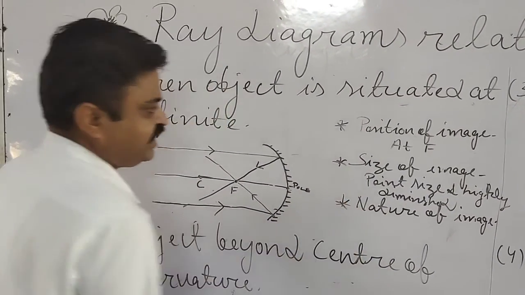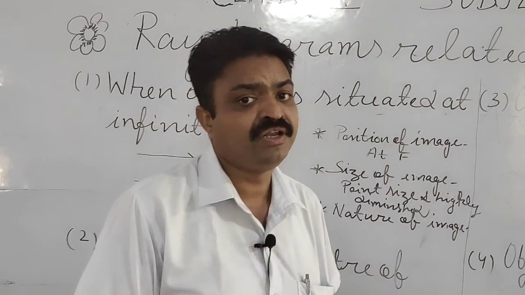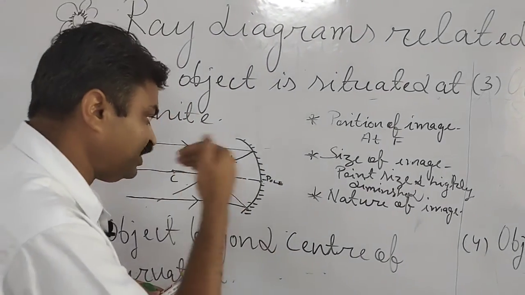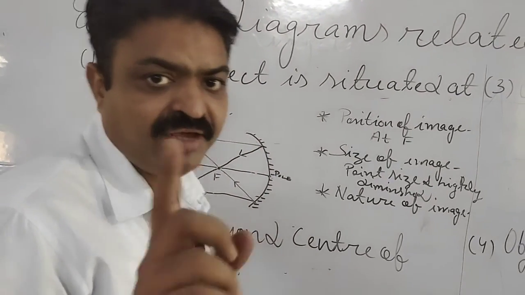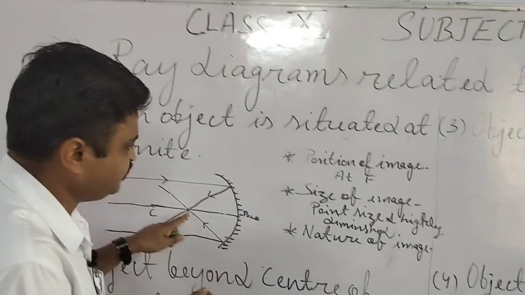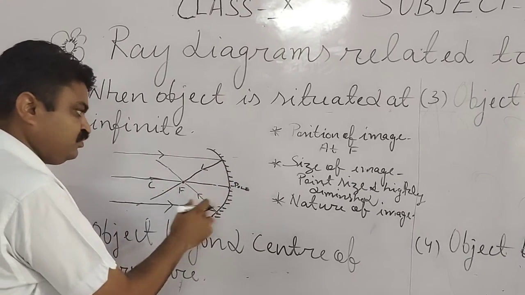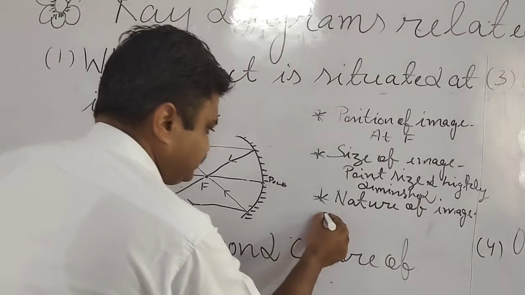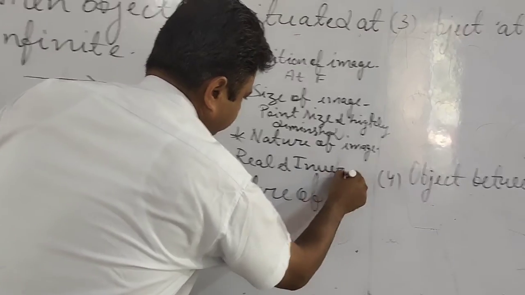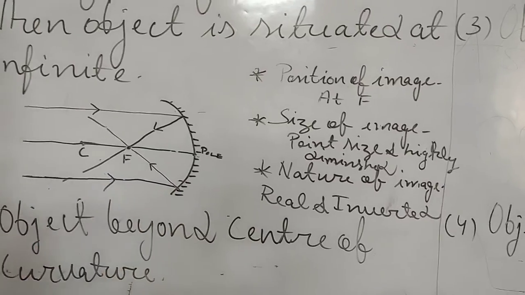Now the nature of the image. In the case of a concave mirror, with only one exception which we don't take here, in all the cases the image that will be formed will be real and inverted. In this case also the image is forming just in front of the mirror, not behind the mirror. That's why the image will be real and inverted. So it is the first ray diagram, students.